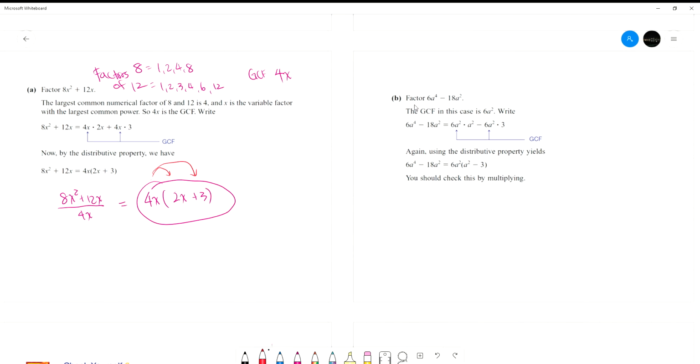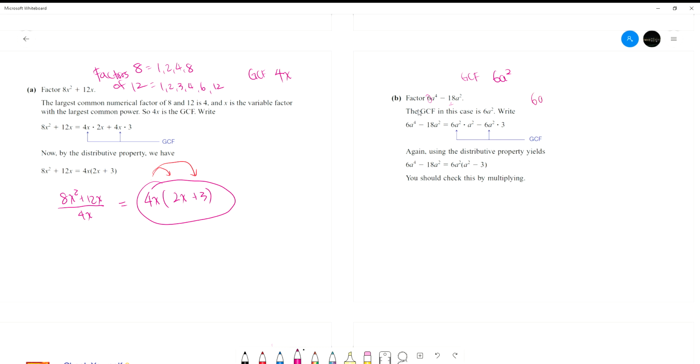Okay. Look at part B here. We need to find the GCF of 6a to the fourth and negative 18a squared. You'll notice that the 6 divides into the 18. That means the 6 is the GCF. Now you look at the variables, a to the fourth and a squared. That gives you a squared. So that means the GCF is 6a squared, right?